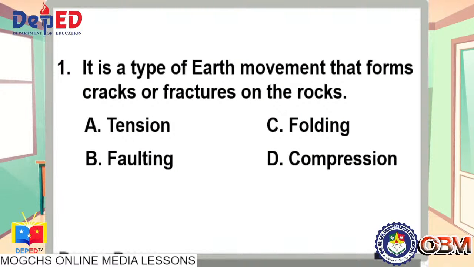Number 1. It is a type of earth movement that forms cracks or fractures on the rocks. Letter A. Tension. B. Faulting. C. Folding. Or letter D. Compression.